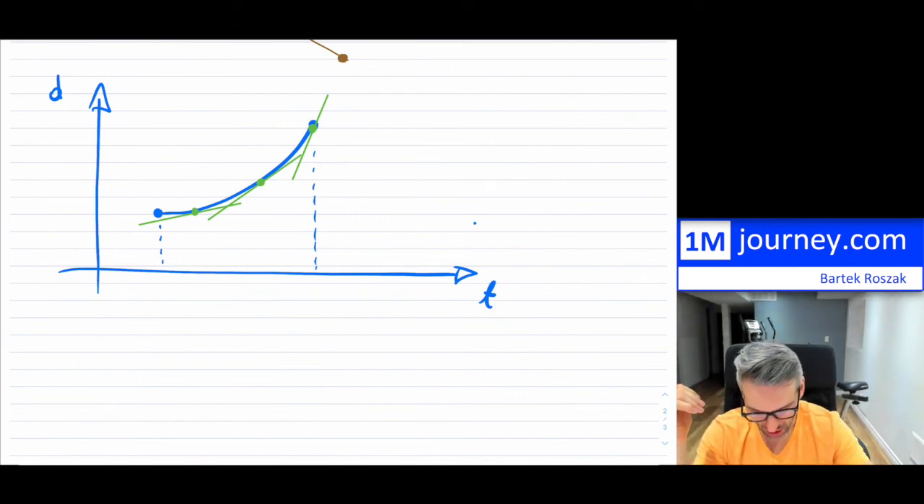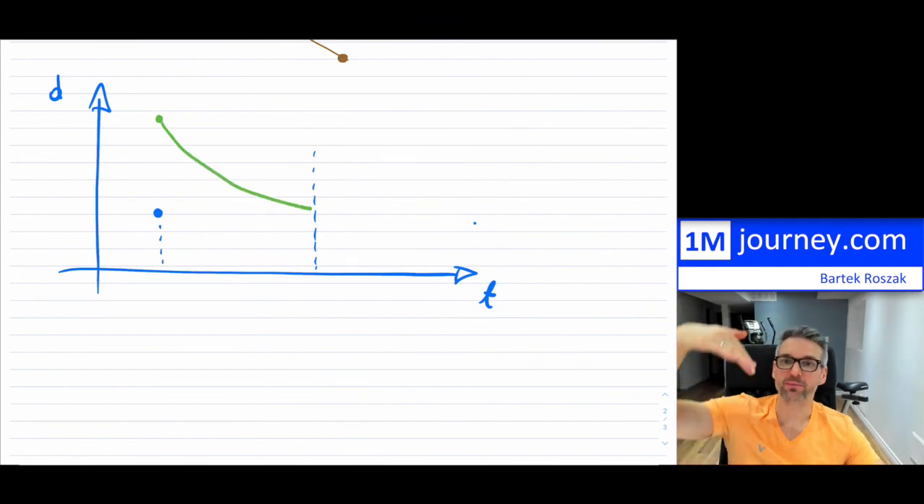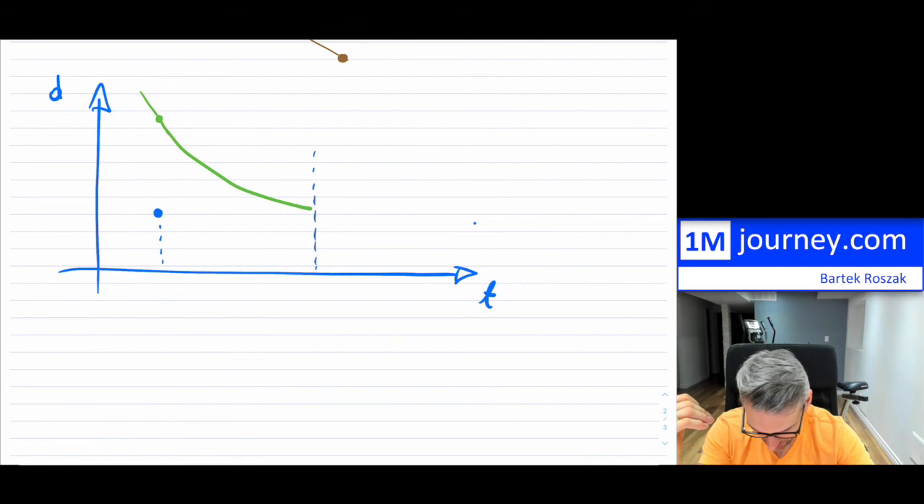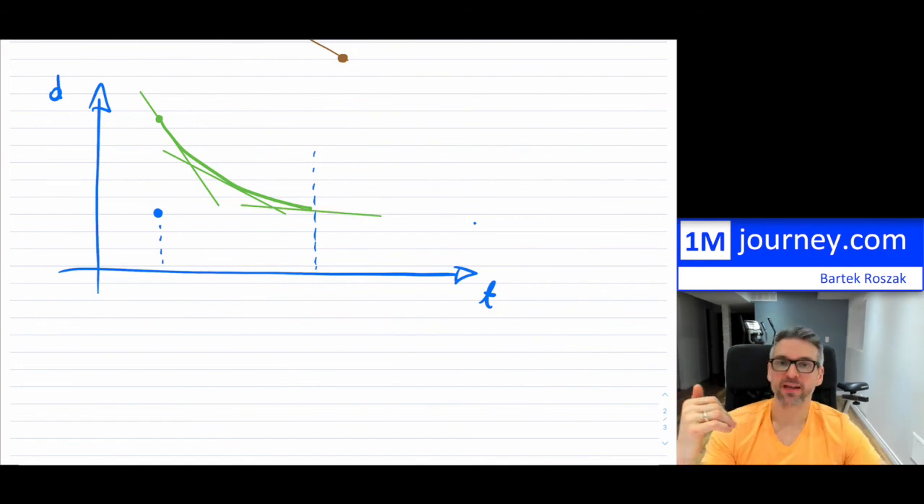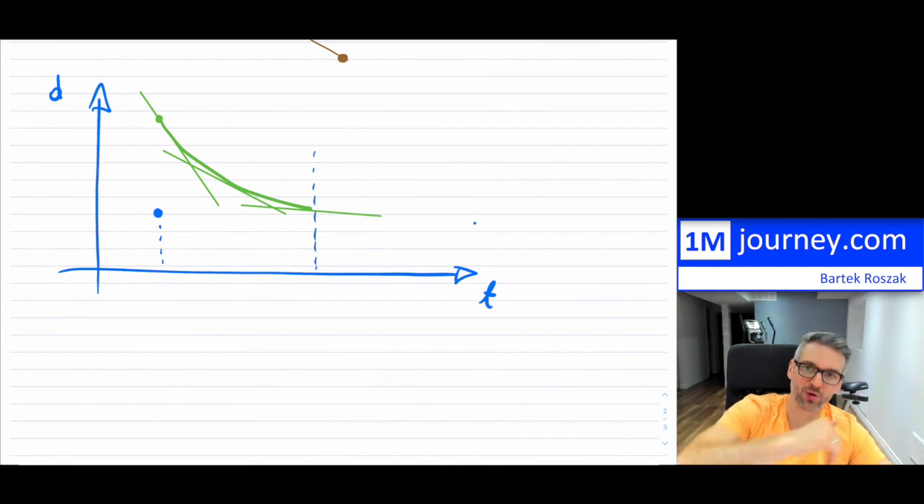And if you have the opposite, if you go in the other direction, so let's say in this case you have something like that, now notice, here's the speed. If these are my tangent lines, notice that the slopes are less steep. So it looks like I'm slowing down my speed. My tangent lines were very steep down, and now I'm slowing down.